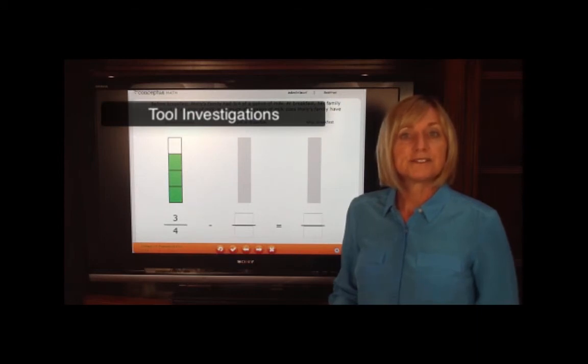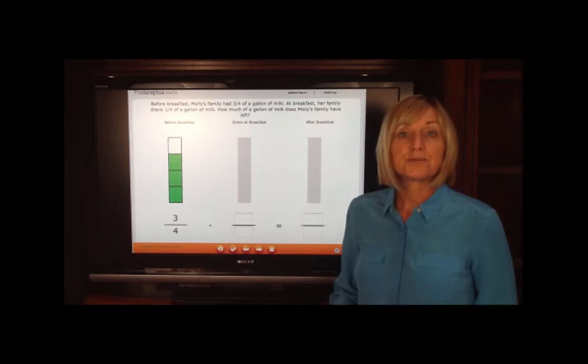Like our other units, this unit also has tool investigations. In this one, students apply their knowledge to work with context. They're given a story problem, they label the models, create the models, write the equation, and solve the problem. By the end, they're creating their own story problems.